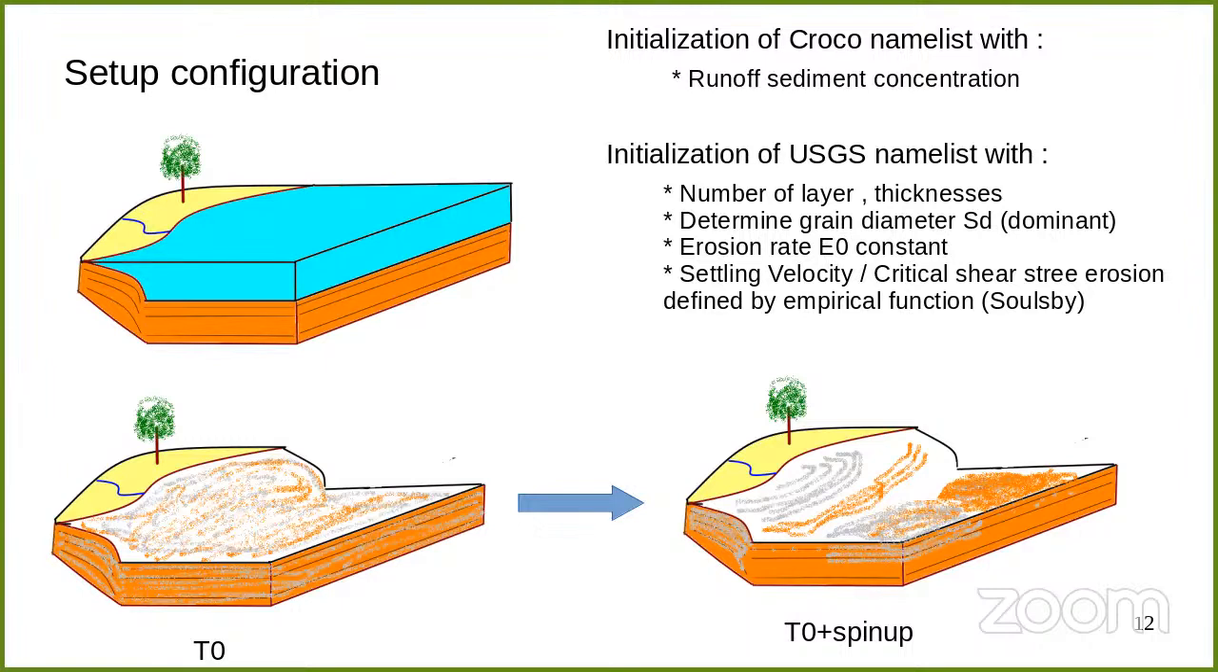What we did here is to initialize our CROCO namelist. So in your CROCO namelist, you have to initialize your material given by runoff, by the river. In the river data you have to put the correct concentration you want to put in this region. You have to specify also, I didn't mention it there, the module you are using, if it's USGS or Mustang.